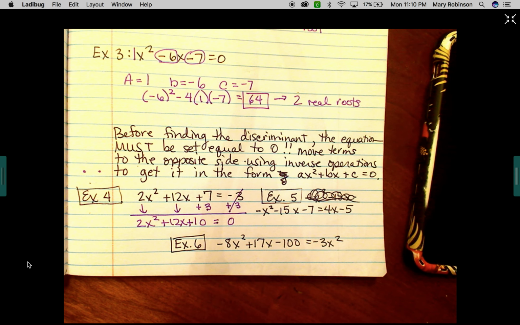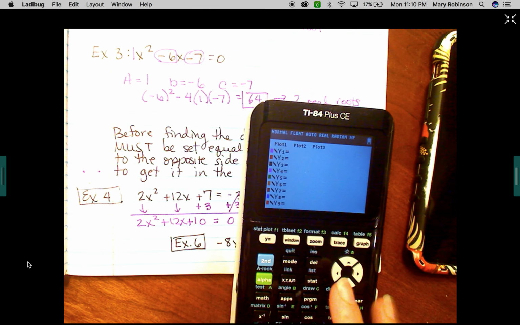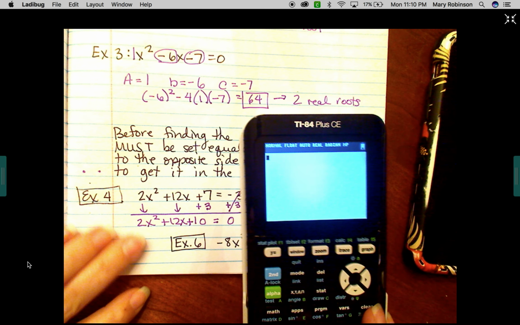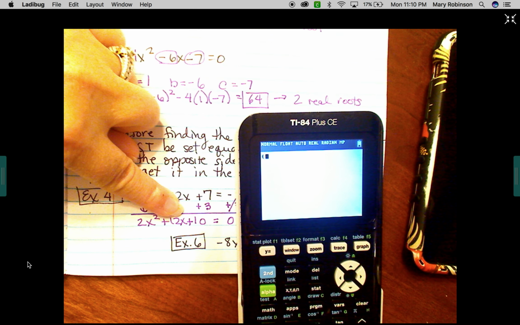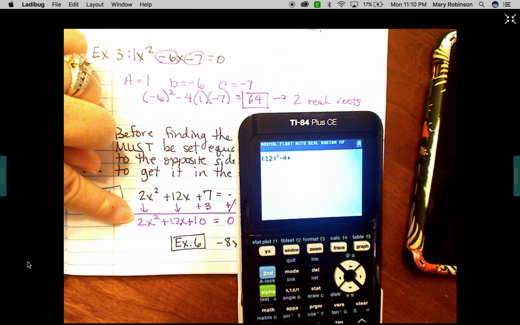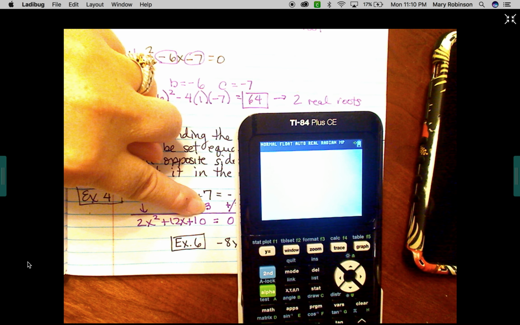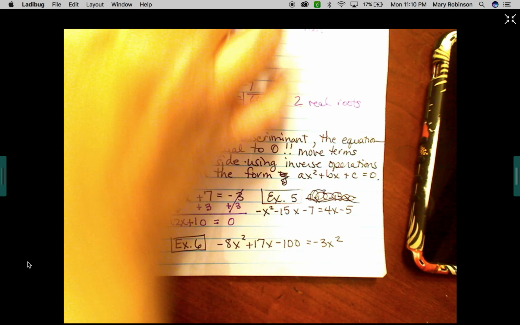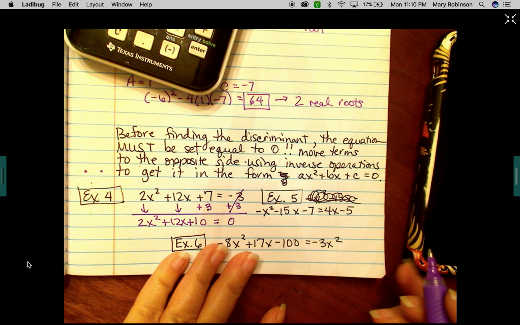And then once you know that, hopefully at this point you're catching on to B squared minus 4AC. So if you do B squared, that would be 12. So 12 squared minus 4 times the A value times the C value. Ta-da! And you get 64. So I just want to show you a couple other variations that you'll see on there as well.